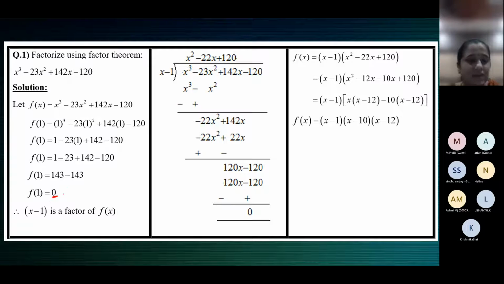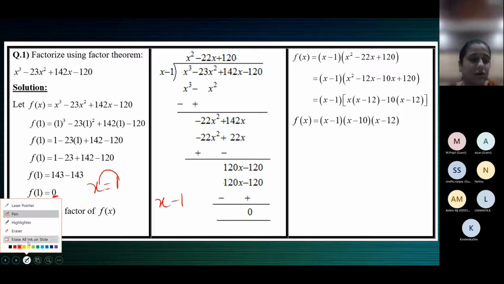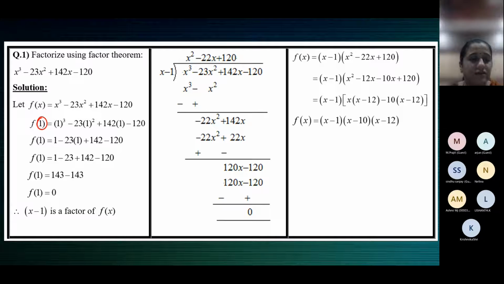That means when you take 1, x is equal to 1, right? So when you take 1 to the other side, you'll get x minus 1. What have you taken as the value of x? 1. X is equal to 1. So when you take this 1 to the other side, it will be x minus 1. So x minus 1 is a factor of f of x. When can you come to this conclusion? Only when the value is 0.